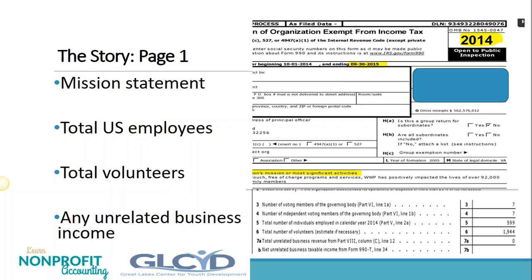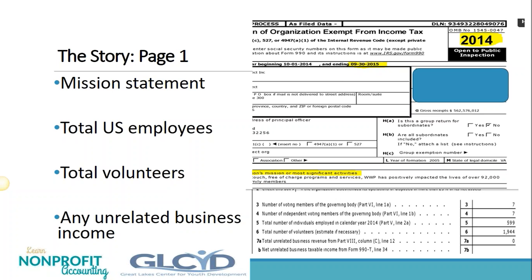So these would be employees that, even if the nonprofit has overseas offices, the U.S. employees are only listed on the 990. Total volunteers, and if there's any unrelated business income, that goes on 7B here, you can see on this form. Unrelated business income is taxable, and we will talk about that a little bit later, but that would also require Form 990T, which I just mentioned in the overview.